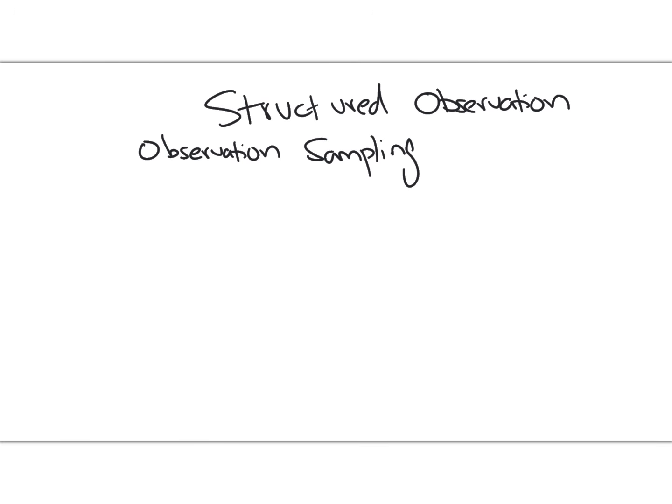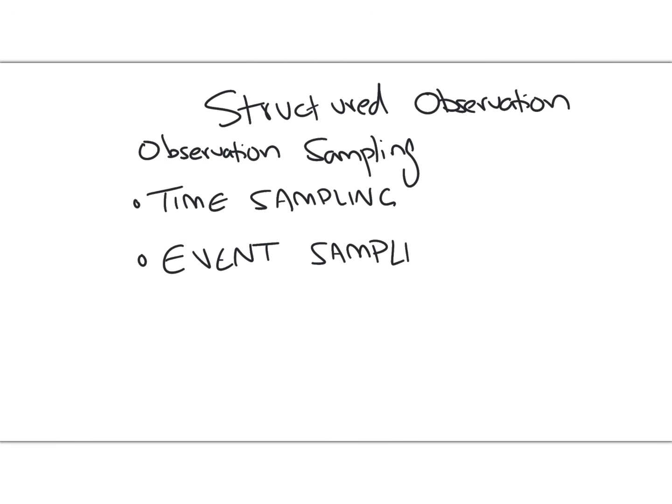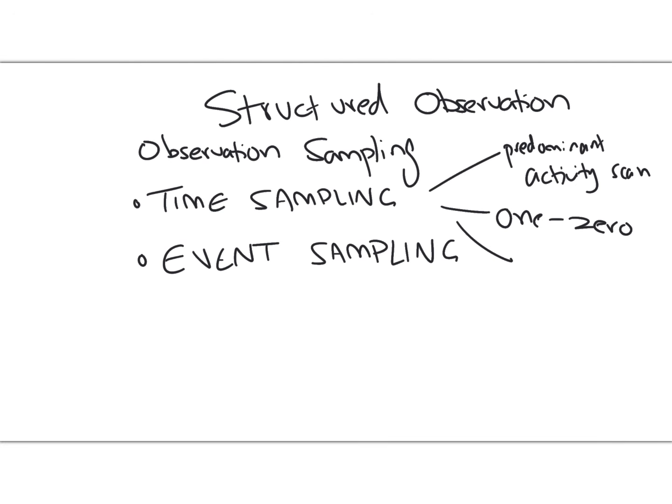And there's one way of observation sampling, actually two. One is called time sampling, and the other is called event sampling. Now, within time sampling, we have 3 types. There is the predominant activity scan. There is the 1-0 scan, and there is the instantaneous scan.